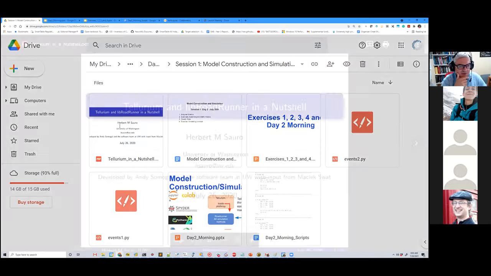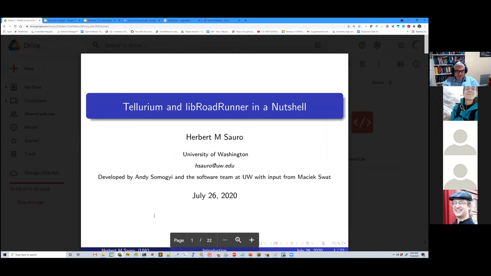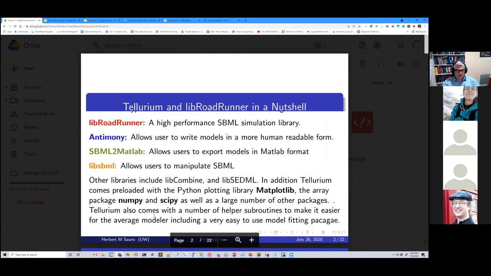I've got a slide here, Tellurium in a nutshell. I just want to briefly show this. It will summarize some of the things we did yesterday. So let's go over this a little bit, and maybe there are a few things in here that you're not familiar with.